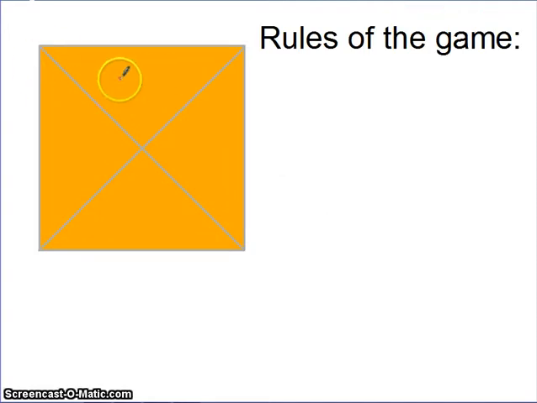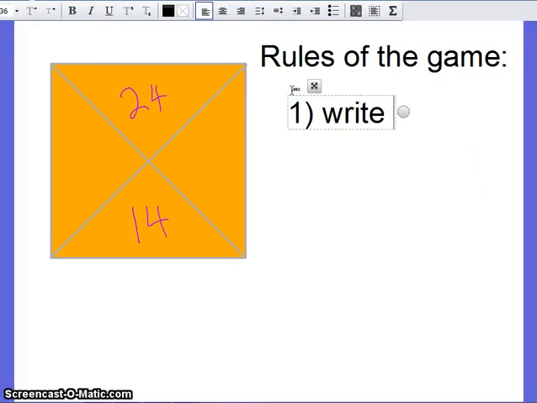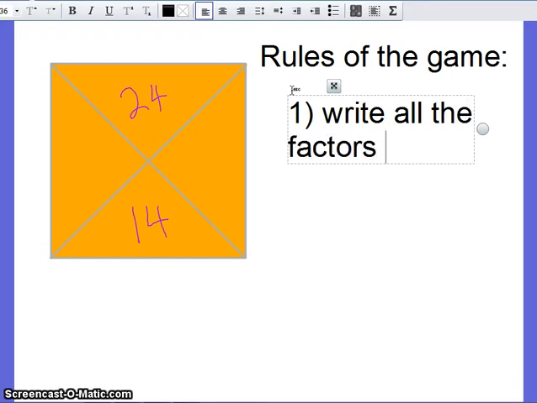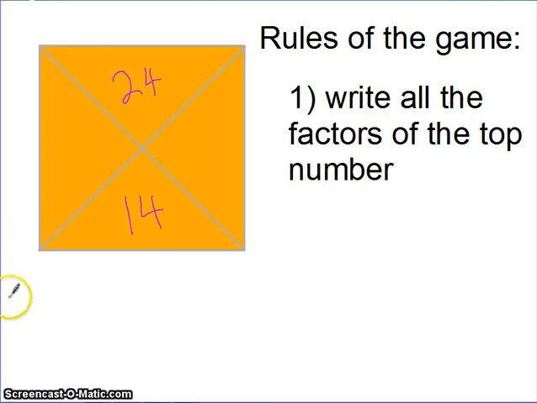If I want the number on the top, I'm going to make it a nice big number like 24. And I want those to add up to, let's say, 14. Rules of the game. Step 1, write all the factors of the top number. In other words, write all the ways that I can multiply to make 24. So I'm going to do that here. 24 is 1 times 24, 2 times 12, 3 times 8, 4 times 6, and 5, 6. I think that does it.